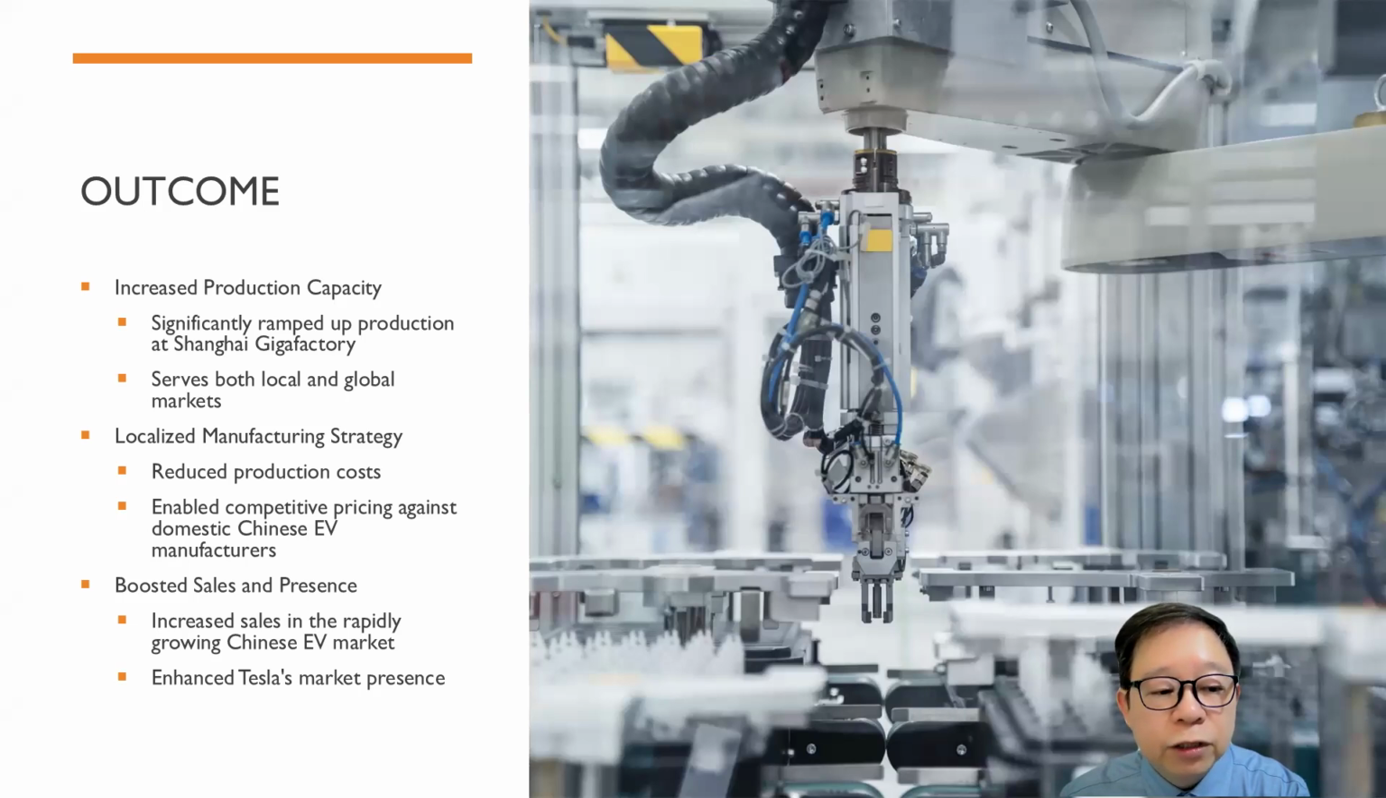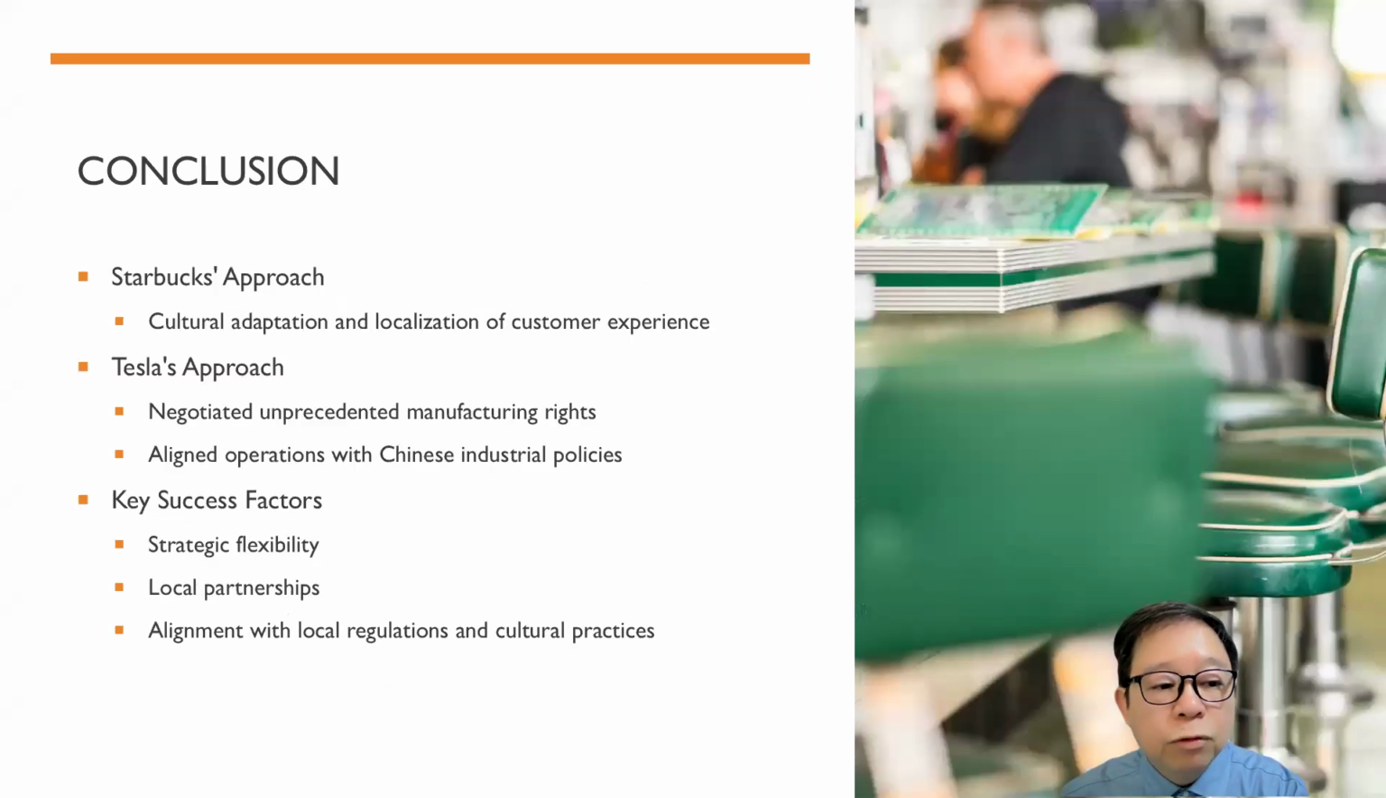They also localize the manufacturing strategy and reduce the production cost because they manufacture locally and become very competitive. So at the end, they boost sales in China and, at the same time, enhance Tesla's market presence. So, conclusion: when Tesla and Starbucks expand business in China, they have very good cultural adaptation. At the same time, they have localized the customer experience to the Chinese market.